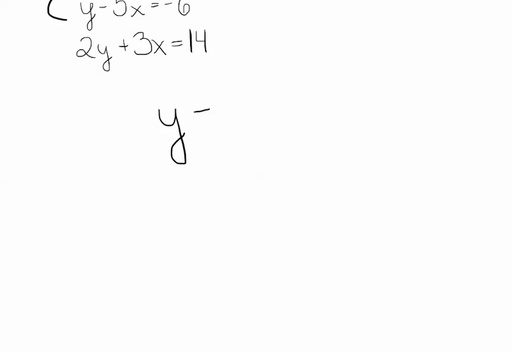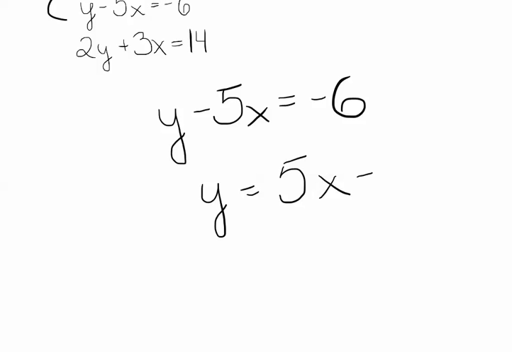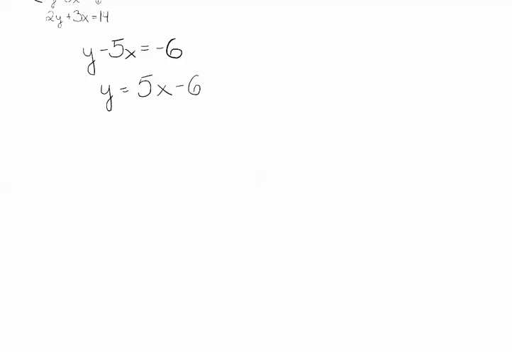So y minus 5x equals negative 6. Then you would add the 5x on both sides. So you have y equals 5x minus 6. Now you plug this equation into this equation. So you would put this in parentheses. So you have 2, and put this y value into 2y plus 3x. Let's see how it turns out. This was kind of an experiment. 2 in parentheses 5x minus 6.